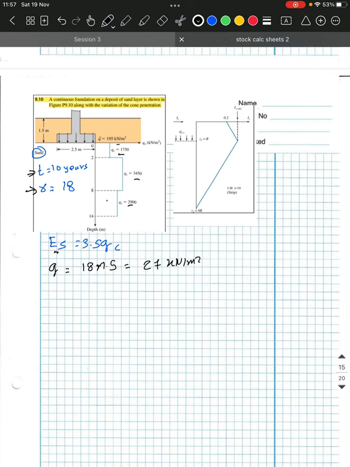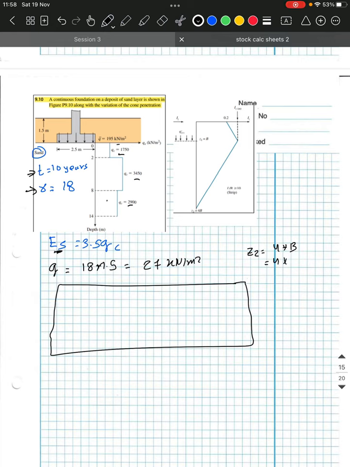Now we're going to calculate Es for multiple layers, so I'm going to draw a chart. First, let's get the depth of zone of influence. Z2 equals 4 times B, and B in the question is 2.5, which means we have 10. So the depth of zone of influence is 10. We have a table like this, with Z, or delta Z.